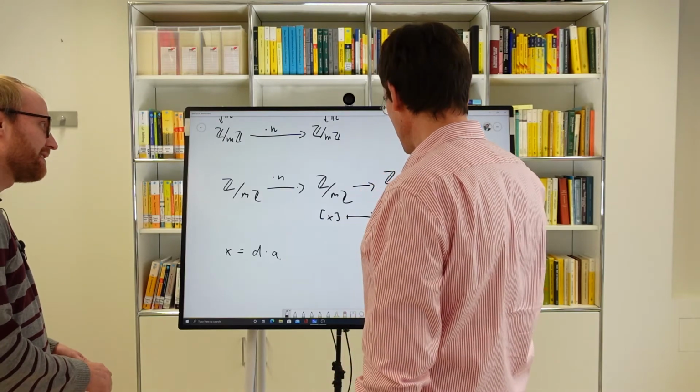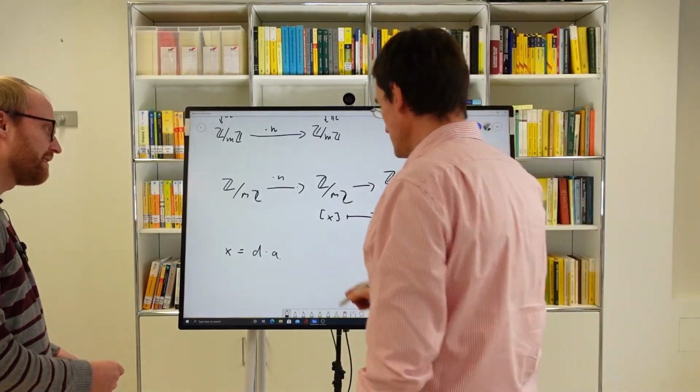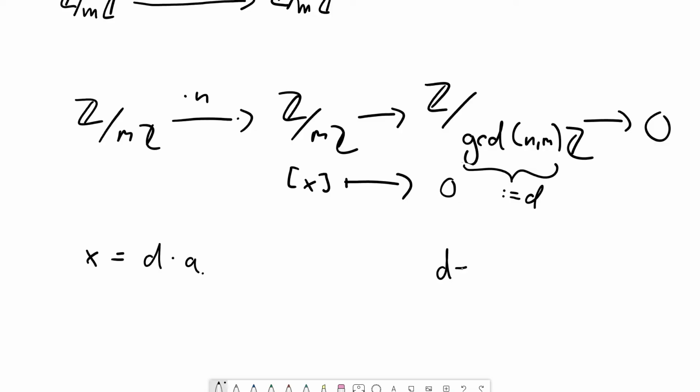Of course, if X is mapped to 0, then X is D times A, and since D is the greatest common divisor, we have a representation. You're just saying this is now an equality of integers. Yes, equality of integers. So this is an equivalence class, but now X can be represented as a multiple of D. This is what I had meant here. Exactly. So, for some A in Z.